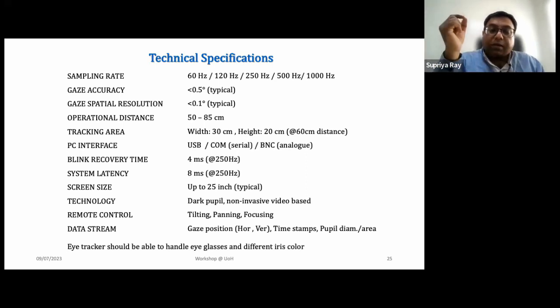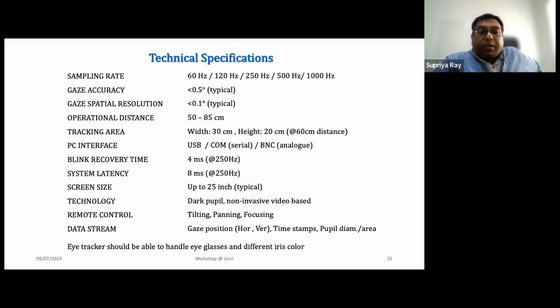System latency. After recording and identifying the gaze position, how much time does the eye tracker take to register that value to the computer? It should not be more than 8 milliseconds. As you can see here, 4 milliseconds at 250 hertz, 8 milliseconds at 250 hertz. That tells you that as the sampling rate increases, this delay will also decrease. If you are using a 1000 hertz eye tracker, then this latency will actually go down to 1 to 2 milliseconds.